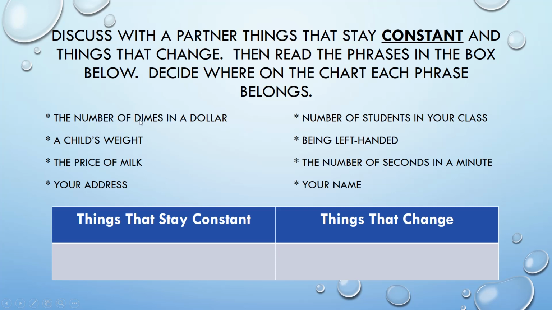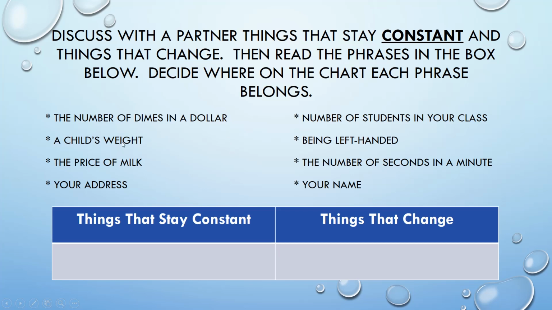The number of dimes in a dollar. So does that ever change? Or is it always going to be the same amount? That's going to stay the same. It's going to stay constant because the number of dimes in a dollar never changes. There are 10 dimes in a dollar, and there will always be 10 dimes in a dollar.